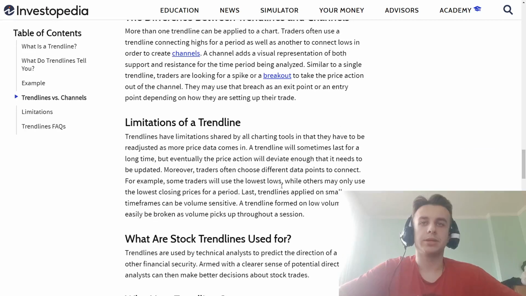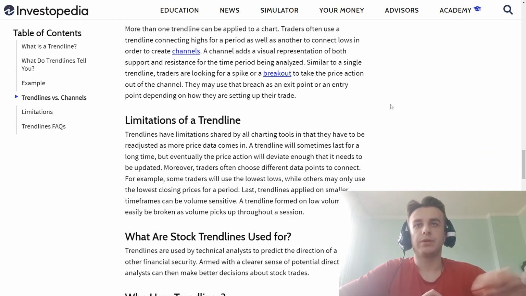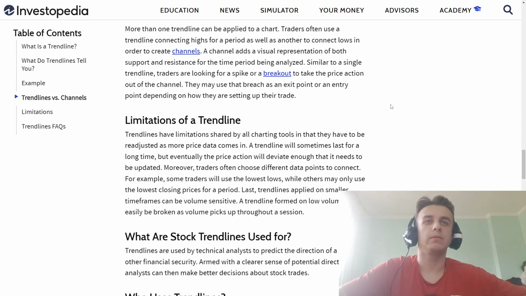What are the limitations of trend lines? Trend lines have a limitation shared by all charting tools: they have to be a retroduction of the more price data coming in. A trend line may last for a long time, but eventually price action will diverge enough that it needs to be updated.